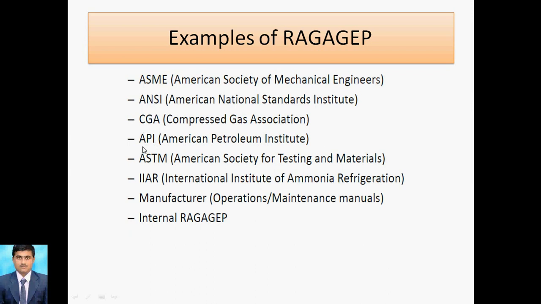Then CGA, API. CGA means Compressed Gas Association. So again, we can study the catalog there, and then we can implement it over the process. Same as that of API also, that is the American Petroleum Institute. So in petroleum industries, we can study this API and then implement it to the process.